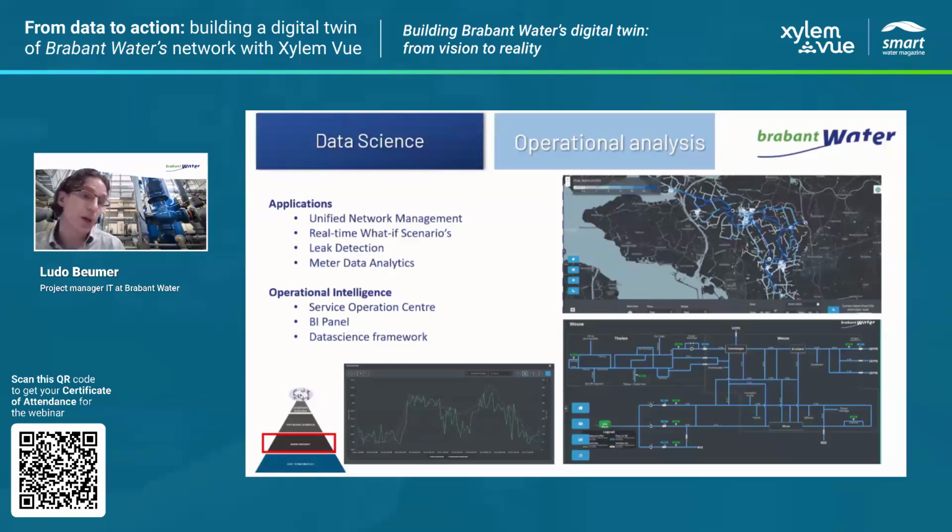Then we have the leak detection module. Within Brabant Water, we have a relatively low amount of non-revenue water, but still this module can be very interesting, because certain areas can have a relatively high amount of water loss. And this module will give insights on DMA level, where we have leakages that we don't know at the moment.